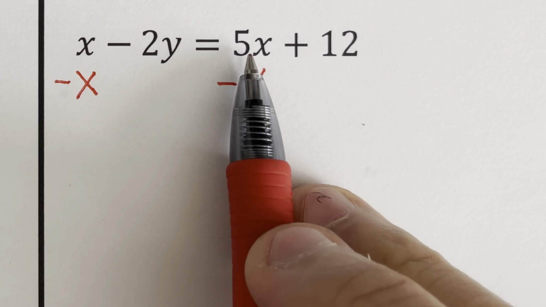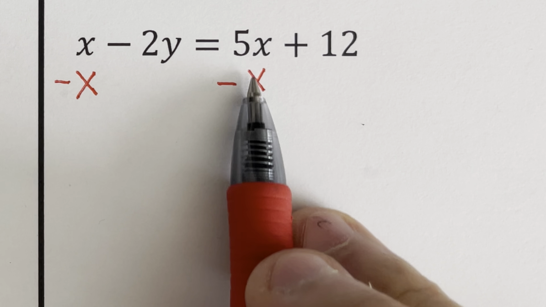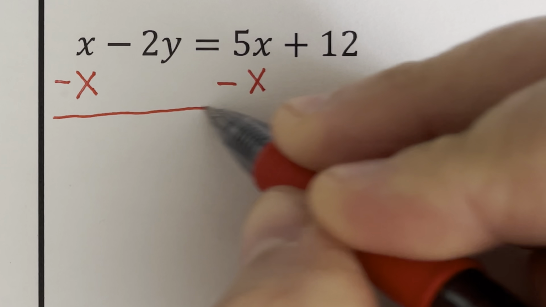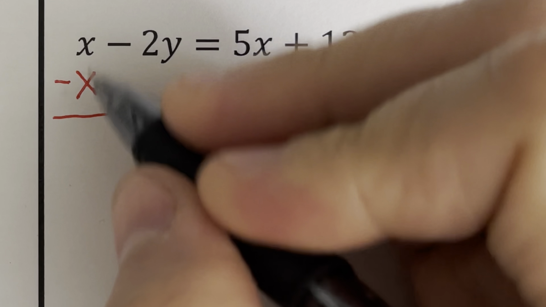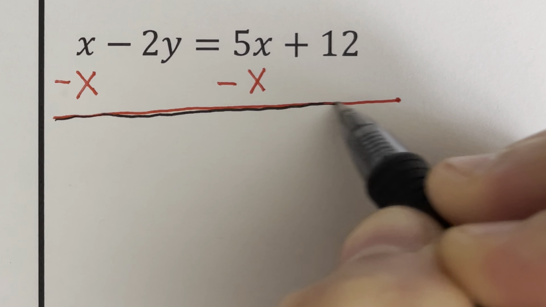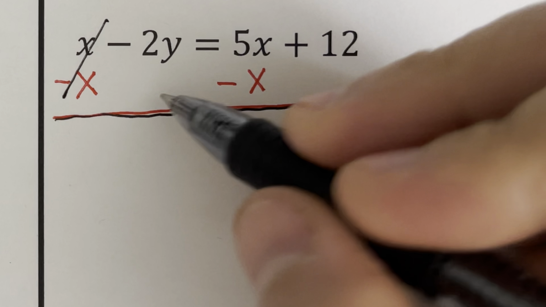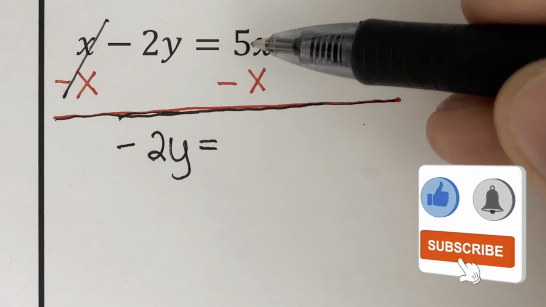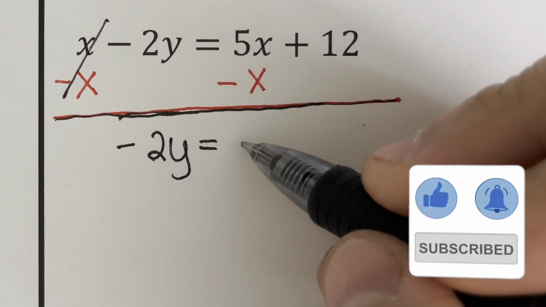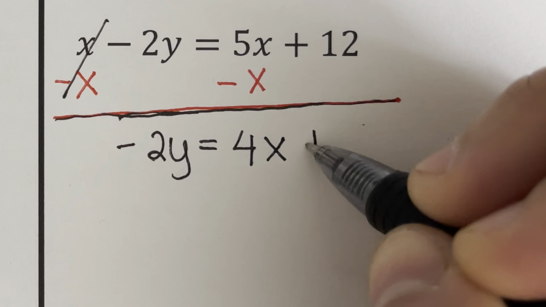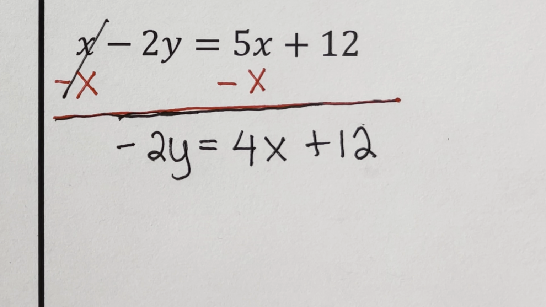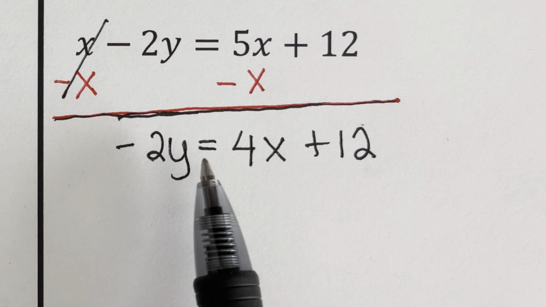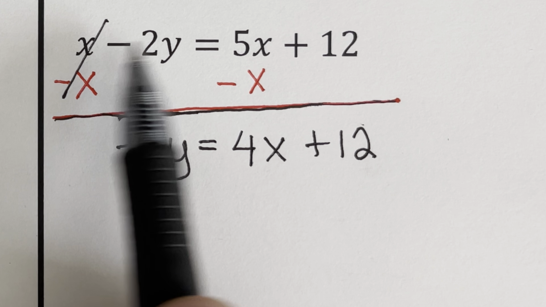I'm going to subtract the x from the 5x here because they are like terms, not from the 12, because 12 doesn't have an x. So I can go ahead and say that x minus x would be a 0. So I can cross this out. So I am left with negative 2y is equal to 5x minus 1x, which is 4x, and that's a plus 12. Again, we need to get rid of the negative 2 so that we can have y by itself on one side in order that we can get the slope-intercept form of this equation right there.